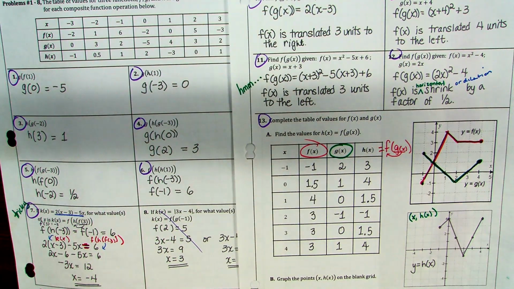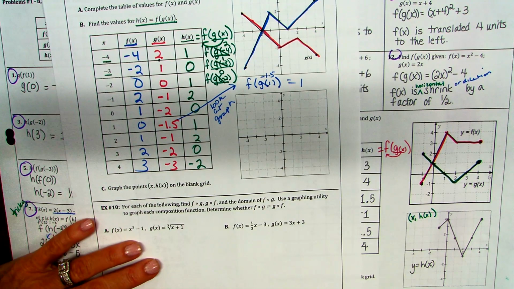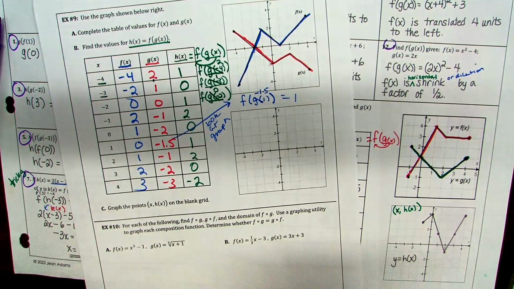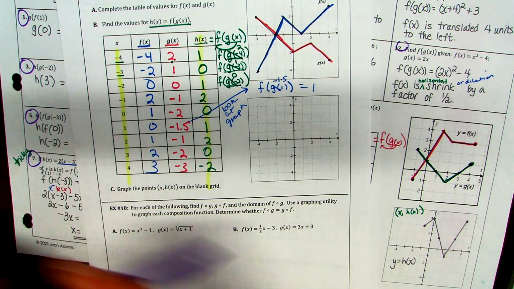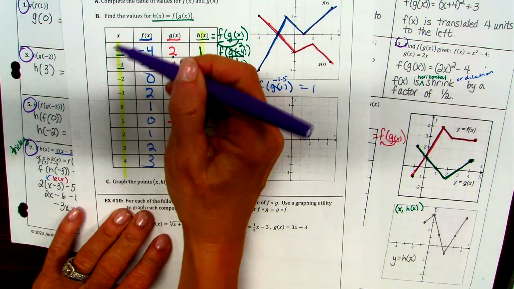Oh my gosh. You guys, I forgot to tell you one more thing. So sorry. We don't have to do it, but let me just tell you. There was a part C here to graph the points, and I wasn't going to make you guys do it anyway in the notes, but in the homework I want you to. It's saying to graph x, h of x. So these are your points.